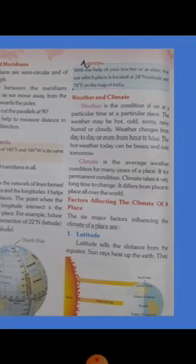Then next, weather and climate. I think you have already learned this portion in the previous year, isn't it? Then what is weather? When we look outside through the window, we can see the condition of the atmosphere. Maybe it is sunny or cloudy, but after 1 hour or 2 hours, when we watch the atmosphere, we can see that the condition has changed. It may be sunny or rainy or windy. So this changing atmospheric condition is called weather.